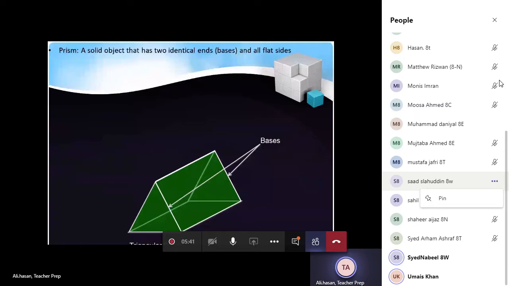How would you be calculating the area of face A? Face A is a square, so multiply both sides. 3 fours are 12.